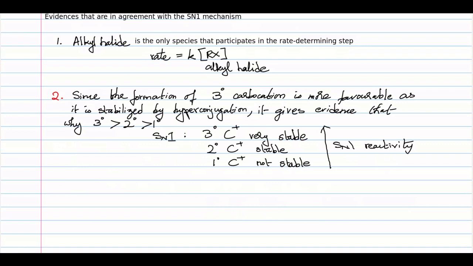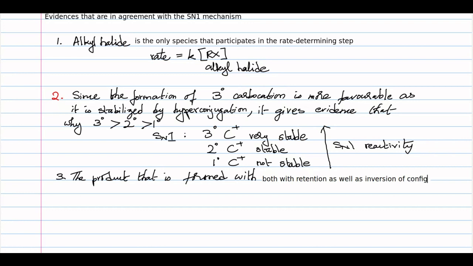The third evidence in favor of SN1 mechanism is that the product is formed with both retention as well as inversion of configuration.